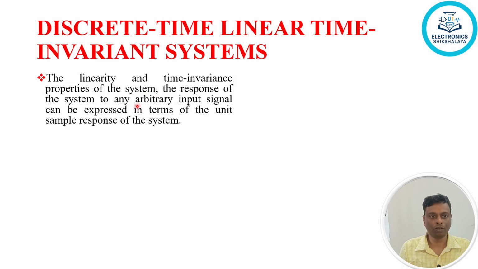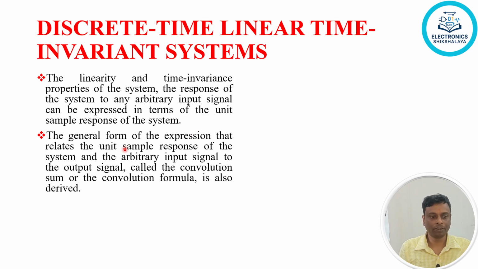The response of the system to any arbitrary input can be expressed in terms of the unit sample response of the system. That we'll see. The general form of expression that relates the unit sample response of the system and the arbitrary input signal is called the convolution. The response of the system to any arbitrary input signal in terms of the unit sample response is known as the convolution formula.